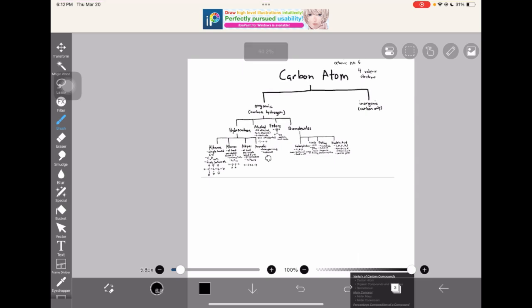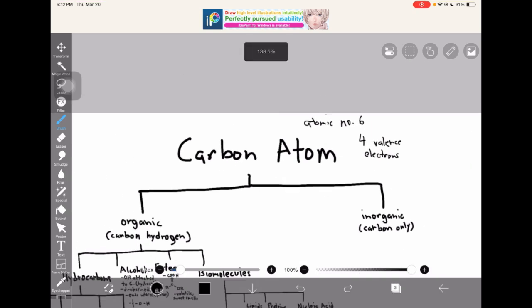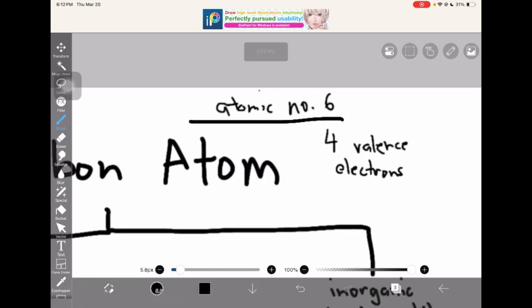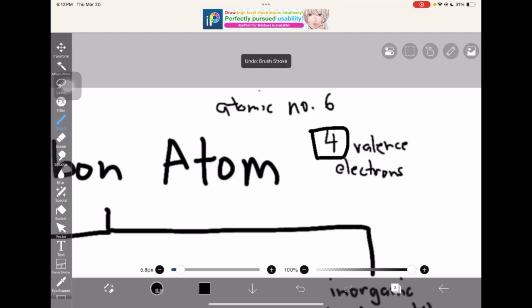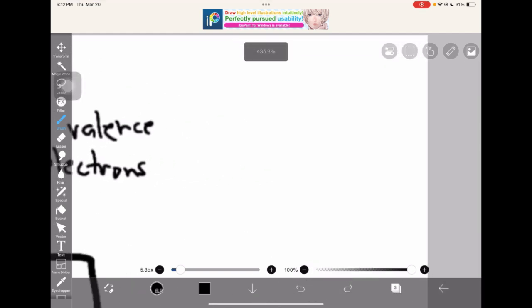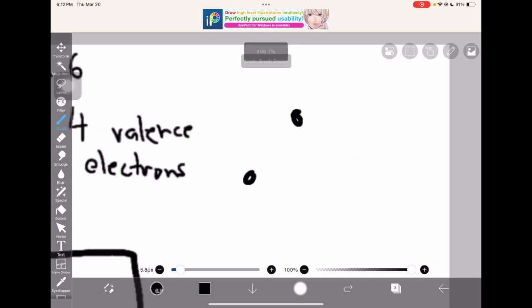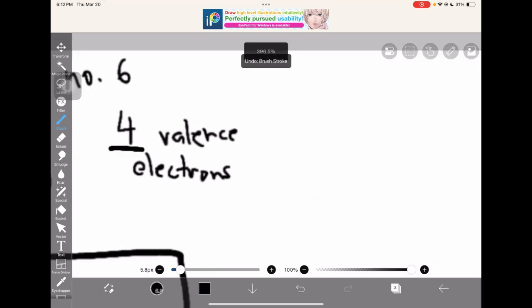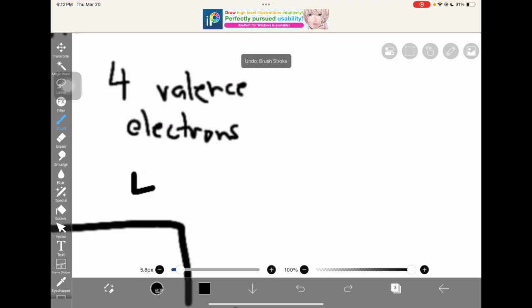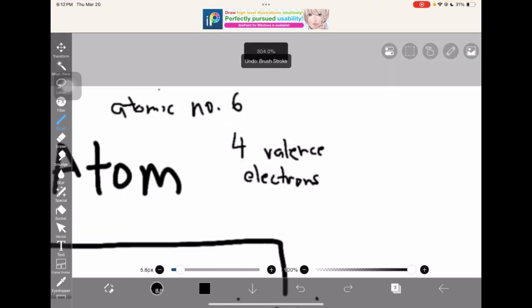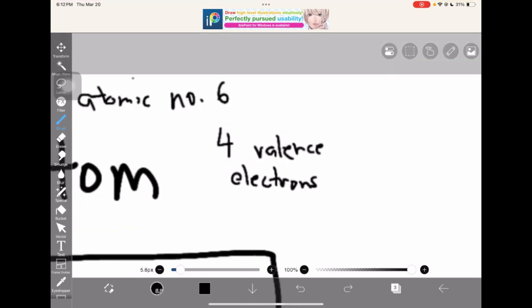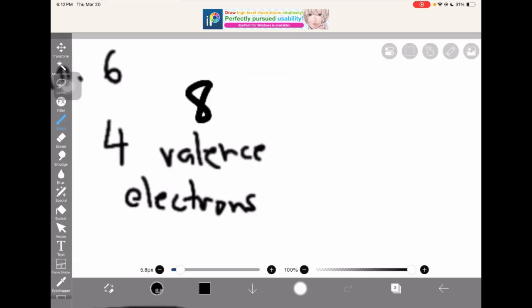Okay, so first and foremost, let's start with the carbon atom. The carbon atom is atomic number 6 and has 4 valence electrons. To recap, valence electrons are basically the outermost electrons in an atom, and they are responsible for bonding. With 4 valence electrons, you can do up to 4 single bonds with another atom, so that you can achieve the 8 required for stability.